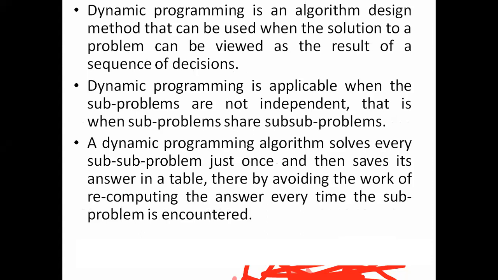And this is the dynamic programming algorithm design method. We said that the problems are divided and each subproblem's results are stored in a table. How is this algorithm designed? It can be used when a solution to a problem can be viewed as the result of a sequence of decisions.